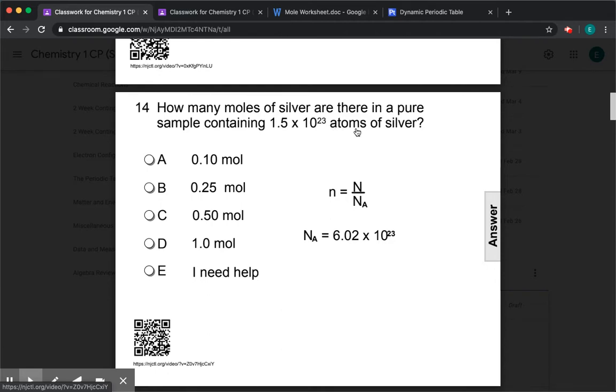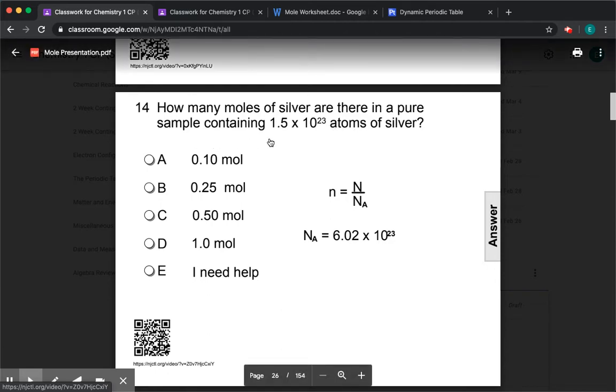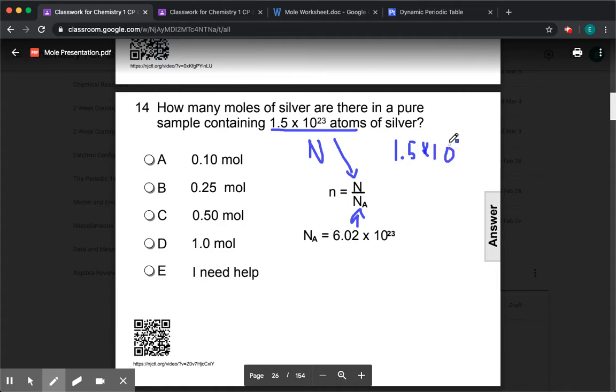How many moles of silver are there in a pure sample containing 1.5 times 10 to the 23 atoms of silver? So this is N. This is the number that goes here. And Na is the number that goes here. So just plug in 1.5 times 10 to the 23 into your calculator, divided by the 6.02.